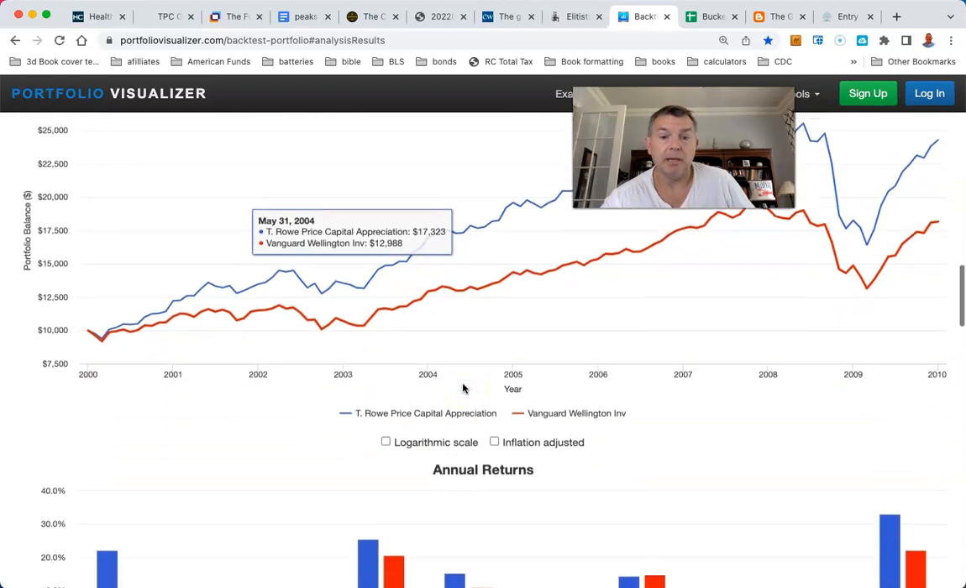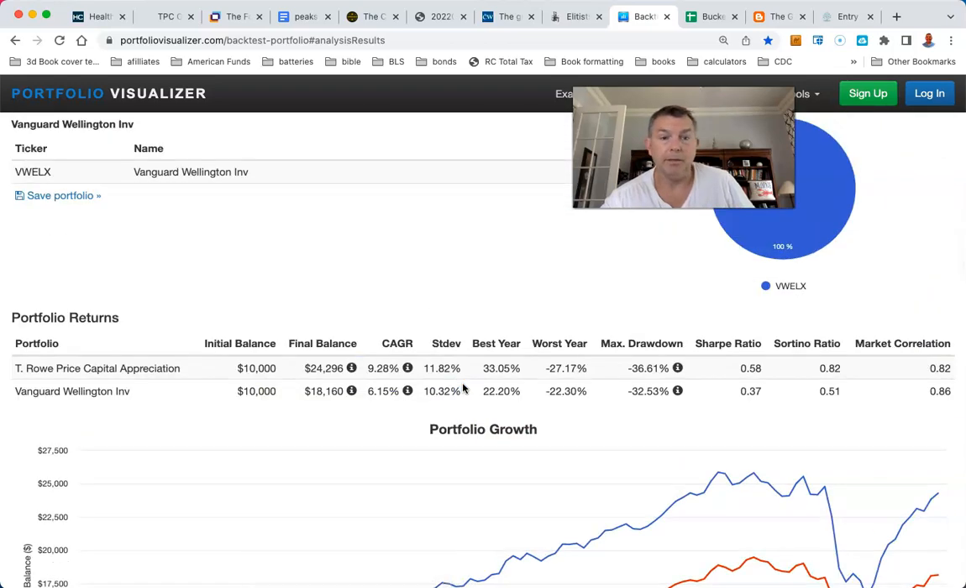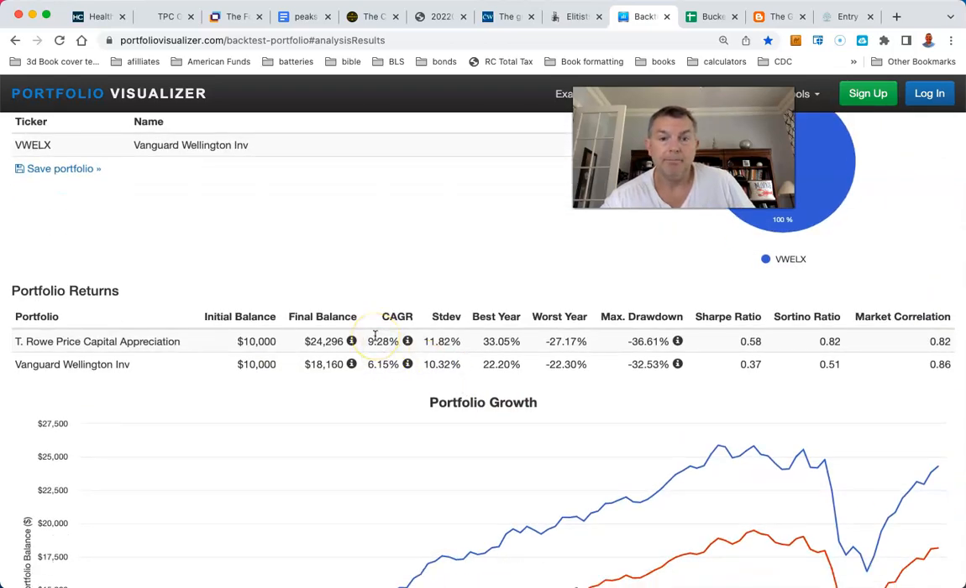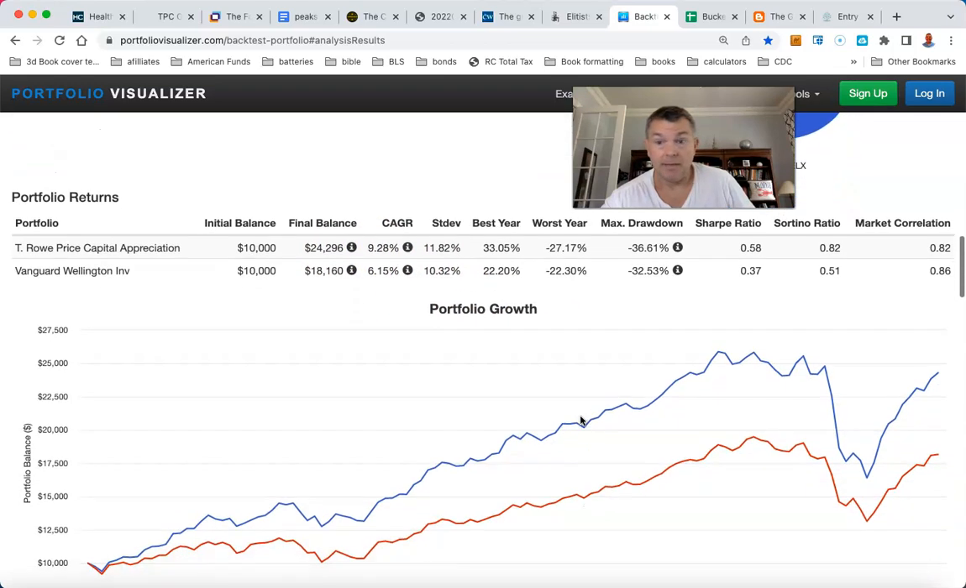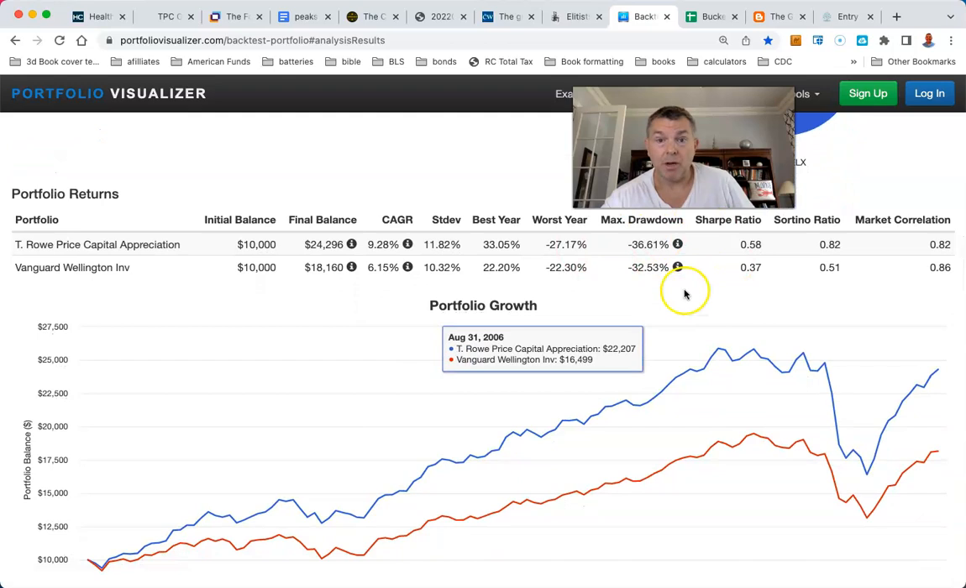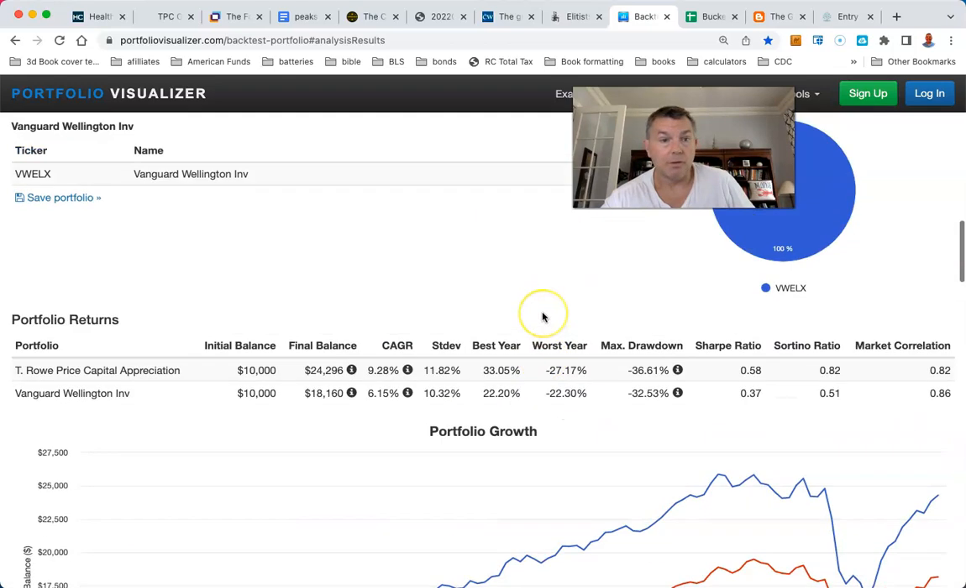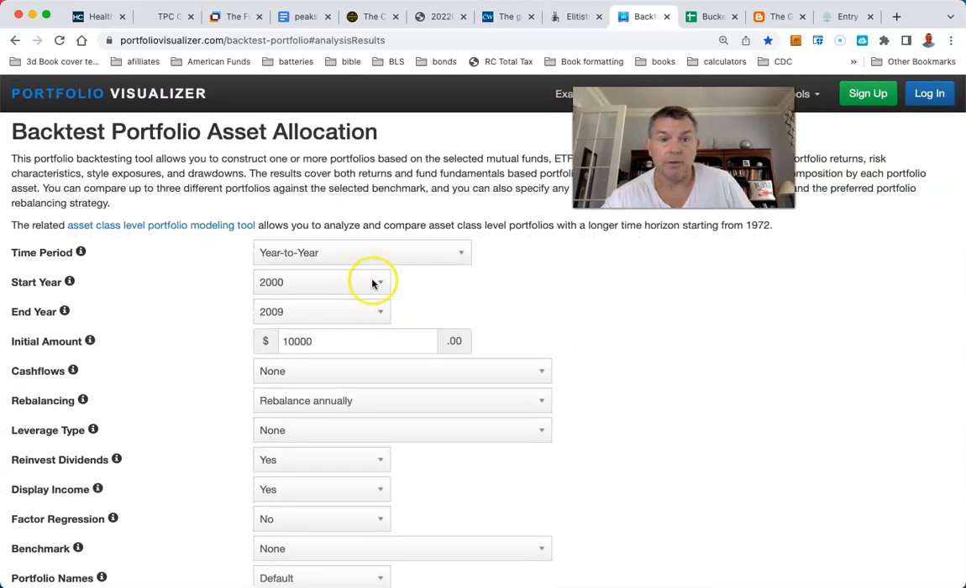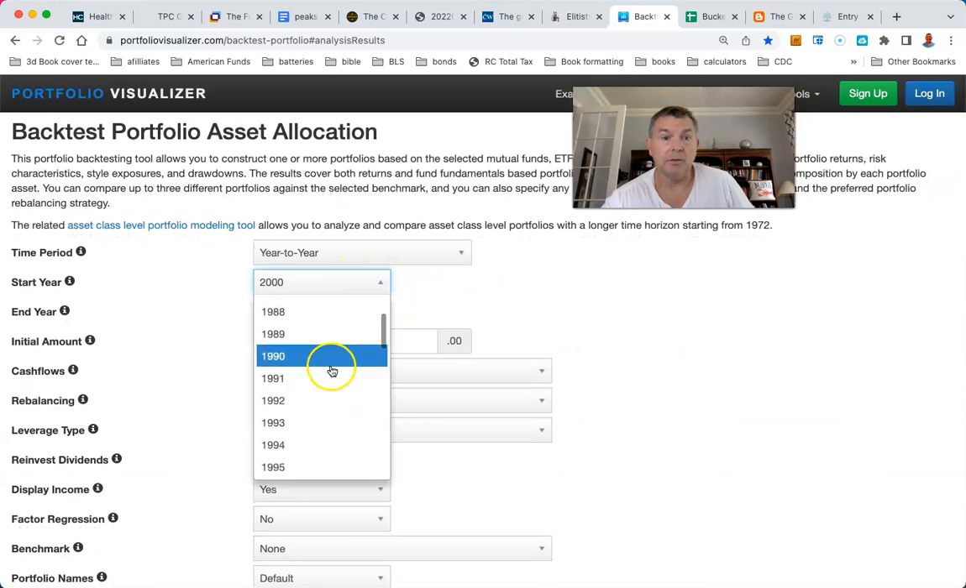That's interesting, man. That is interesting. Not going to lie to you. Look at that, 9.28 in the aughts. Wellington, 6.15. I mean, that's just fact, Jack. Max drawdown is about the same. Worst year, pretty doggone close. All right, let's go to the 1990s then, if we're going to be doing that.